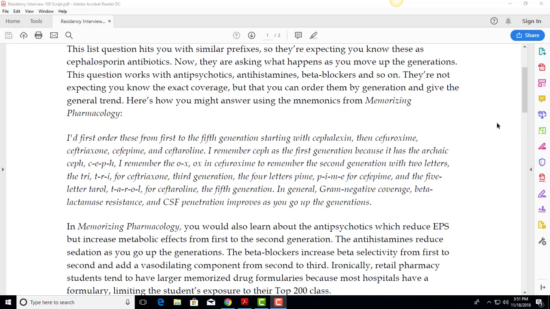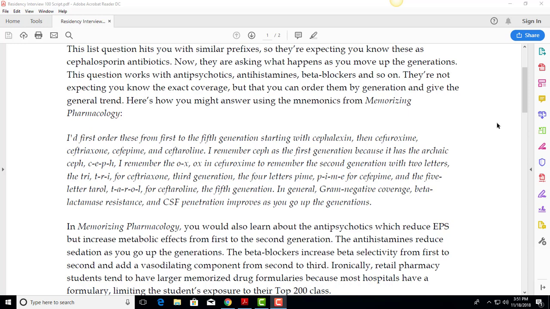I'd first order these from first to fifth generation, starting with cephalexin, then cefuroxime, ceftriaxone, cefepime, and ceftaroline. I remember ceph as the first generation because it has the archaic ceph, C-E-P-H. I remember the OX, ox, in cefuroxime to remember the second generation with two letters. The tri, T-R-I, for ceftriaxone, third generation. The four letters pime, P-I-M-E, for cefepime. And the five-letter tarol, T-A-R-O-L, for ceftaroline, the fifth generation.